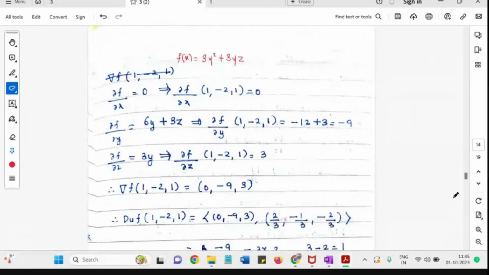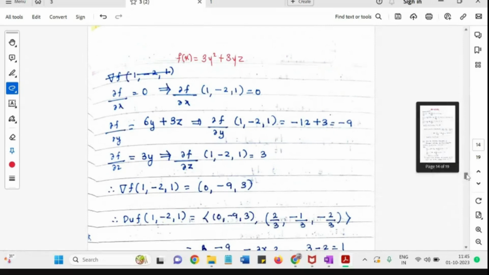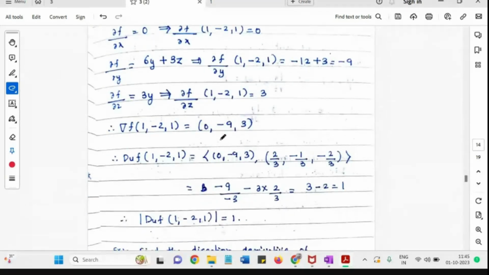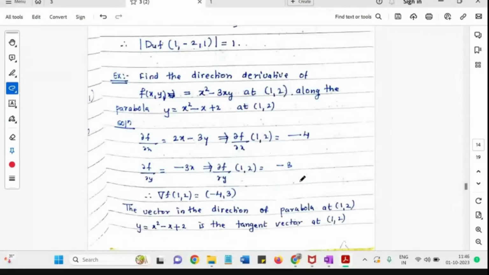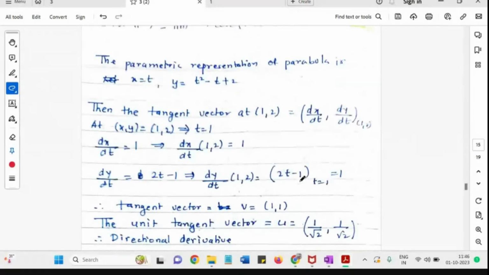Substitute them and simplify in the formula. So gradient of f, dot product with the unit vector u, and the answer turns out to be 1. Okay, that's how you can find the directional derivative of a function along a particular curve.